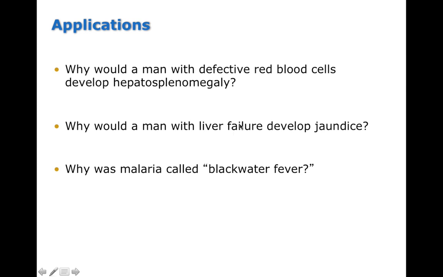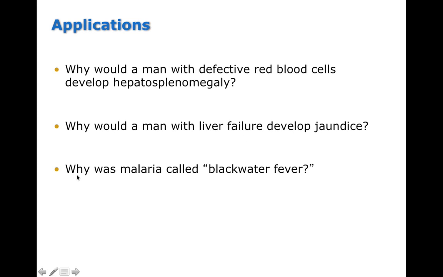But if your liver's failing and you can't remove heme from blood, that heme can spontaneously break down into bilirubin within your tissues, and can make your tissues look more yellow. And that's how liver failure is associated with jaundice. But what's important to note is that not all forms of jaundice are caused by liver failure, and we'll come back to this in a future chapter.